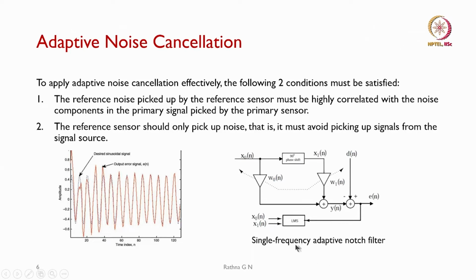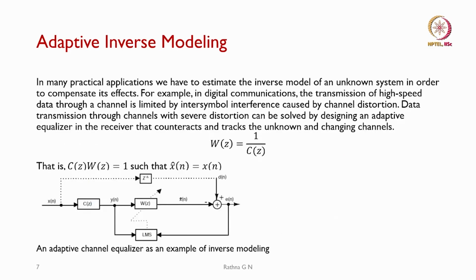This is what we call a single frequency adaptive notch filter, which we have designed in this case. You will be seeing the desired signal is given here, and then the output error signal e of n, which corresponds to our output, basically what we are going to get out of it. Fine. So, noise cancellation has happened in this case, and we will get the signal correctly.